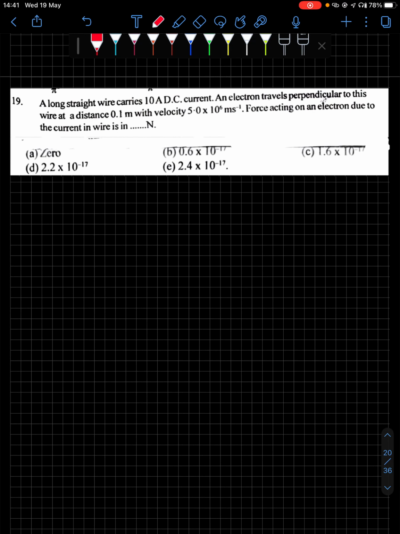So the next question, number 19. Now you have a long straight wire which is carrying 10 ampere DC current, right? An electron travels perpendicular to it at a distance of this with the velocity of this. What is the force acting on the electron due to the current in the wire? Now say this is the wire carrying 10 ampere current, and we consider a perpendicular distance of 0.1 meter.